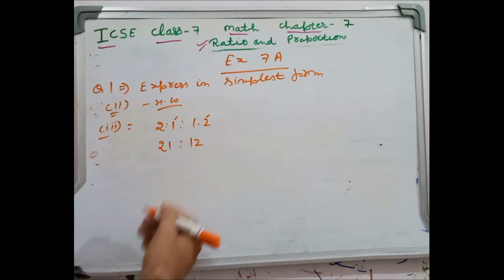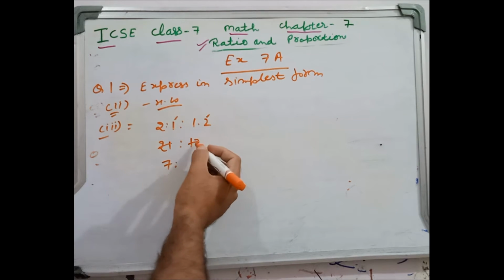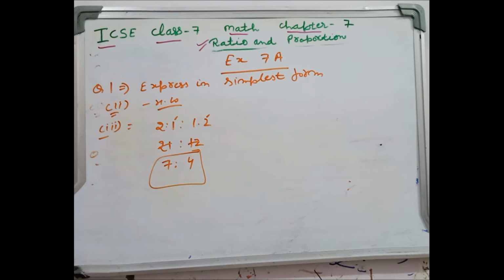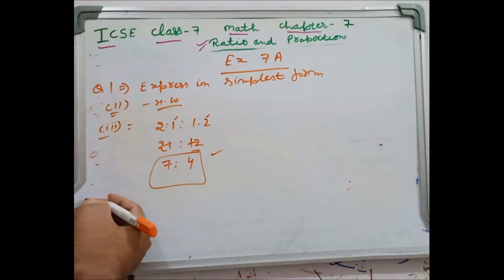So on what common table are they going? 3 7s are 21, 3 4s are 12. So this is their simplest form. If you have learnt your table well, then you can do it easily. If you have not learnt, either learn them well or do the bigger method. Right, students? Now, question part third we will do here.